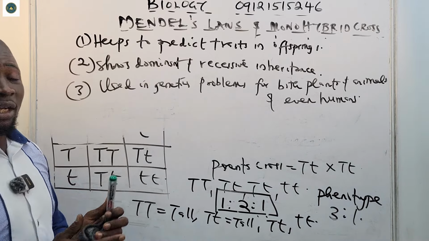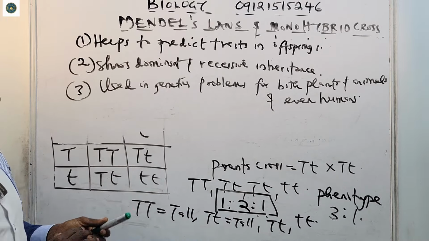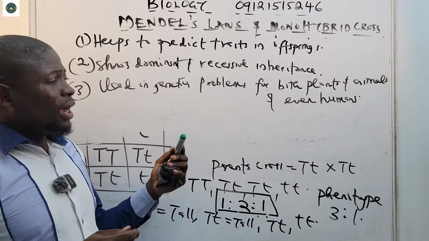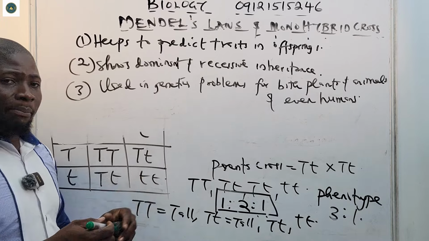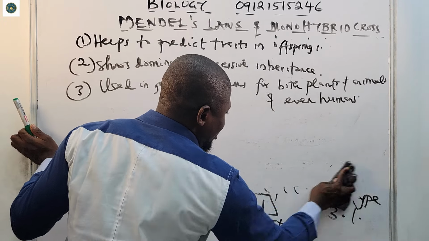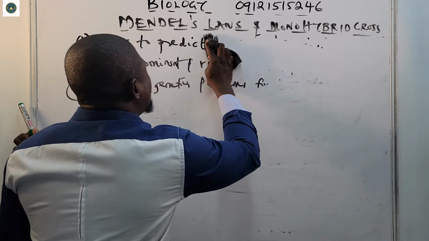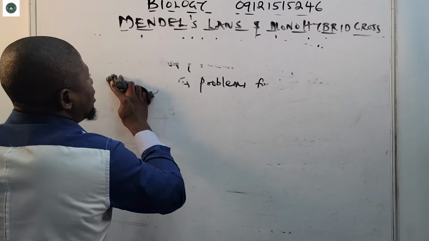So that's the Punnett Square. I've done a full class on the Punnett Square just for you to understand it very well. Now we have to continue with our Mendel experiment. In the first filial generation, what did we get? We got all heterozygous tall.